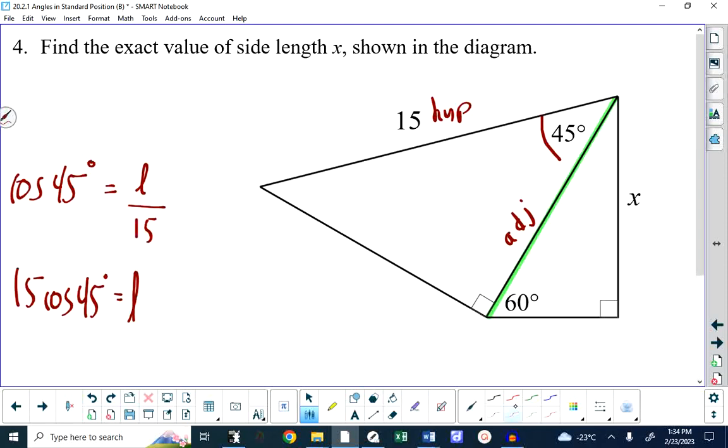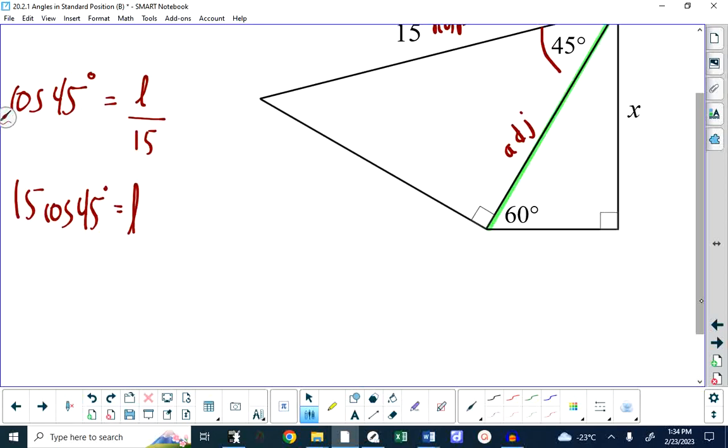And if we were in grade 10, you'd grab your calculator and you start plugging away. We're not. We want exact values. So you need to figure out for me what the cosine of 45 degrees is. And you're looking at the triangle that has the 45-degree angle in it.